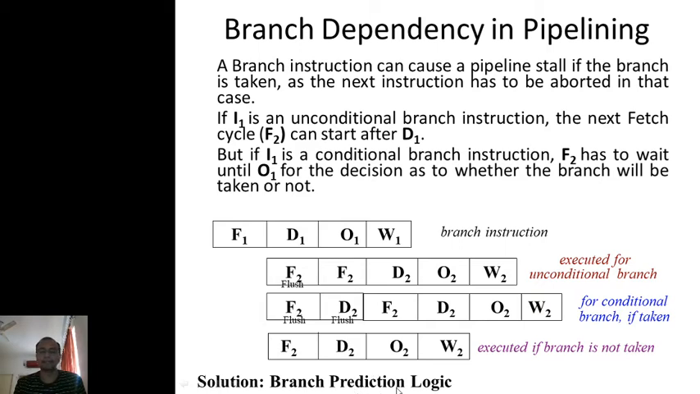So the branch prediction logic will predict whether the branch will be taken or not taken, depending on the previous history, and accordingly it will set the pipeline stages in such a way that we will save some cycle time. If you are interested, you can look up the branch prediction logic on the internet to see how it works. We are not going into the detail of the branch prediction logic unit here.